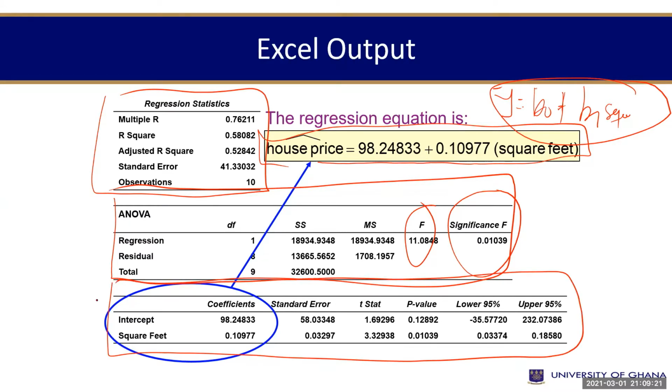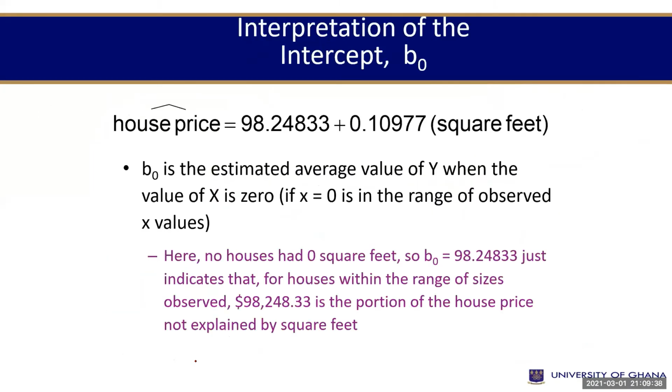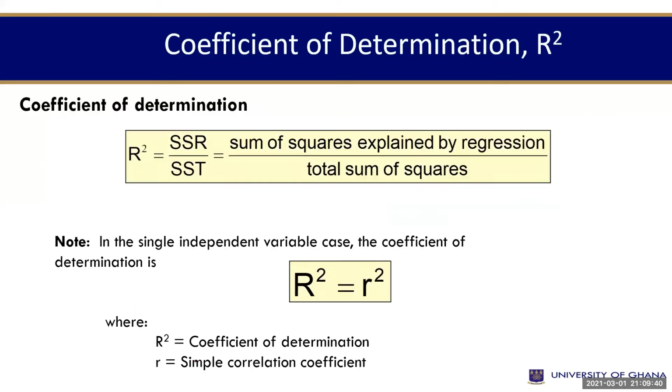In effect, regression is concentrating on the coefficient. So you see the intercept. This is the B naught. Then this is the B1, the square feet here. As you saw, the beta naught is this value, and the B1 is what? This value.